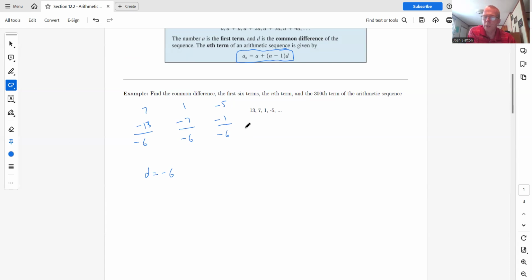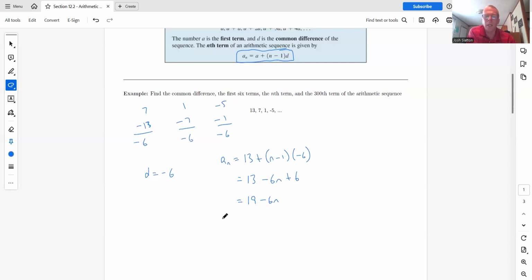Now we can get a formula. So a sub n, the first term is 13, and then that would be plus n minus 1 times -6. And we can simplify this. So 13 minus 6n plus 6. So that would give us 19 minus 6n.